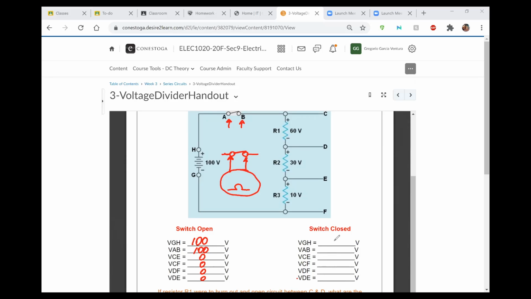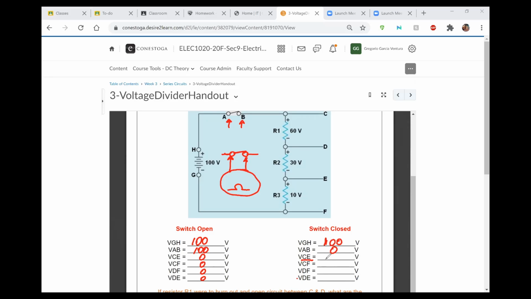So when the switch closes, as I said, the source is still going to be the same, regardless of the condition of the switch and regardless of the condition of your circuit. However, between point A and B, once the switch is closed, we are going to have 0 volts. And then the different voltages are going to drop depending on the value of each individual resistor. Okay, so in this instance, for the value between C and E, we are going to apply Kirchhoff's voltage law.